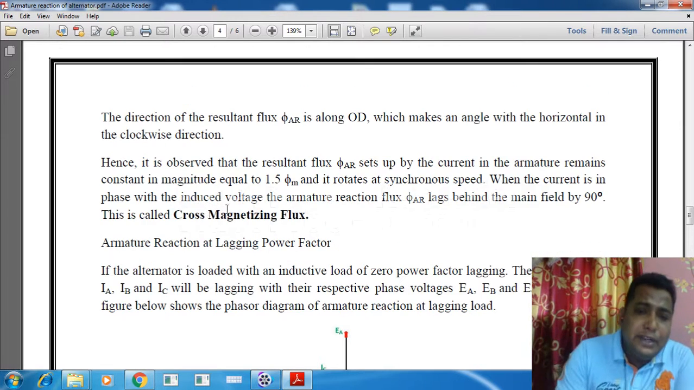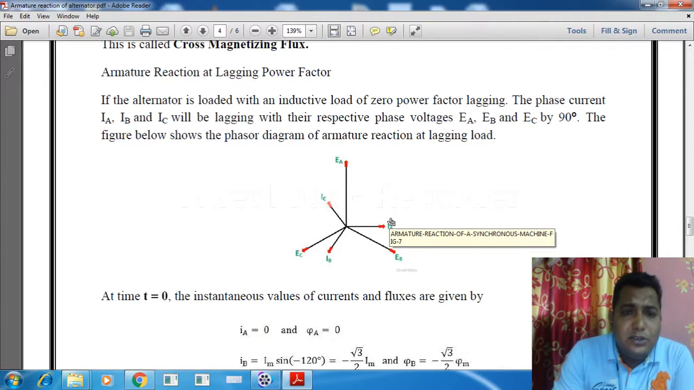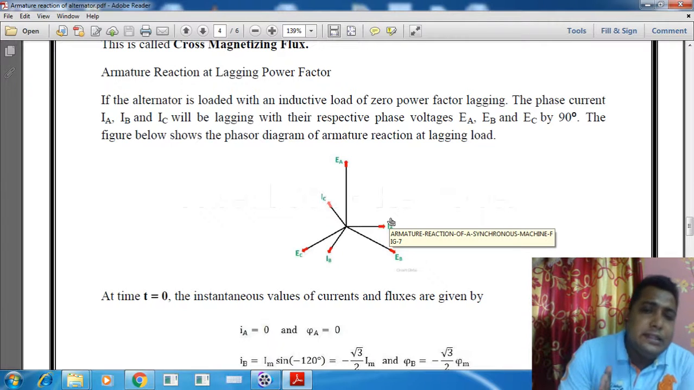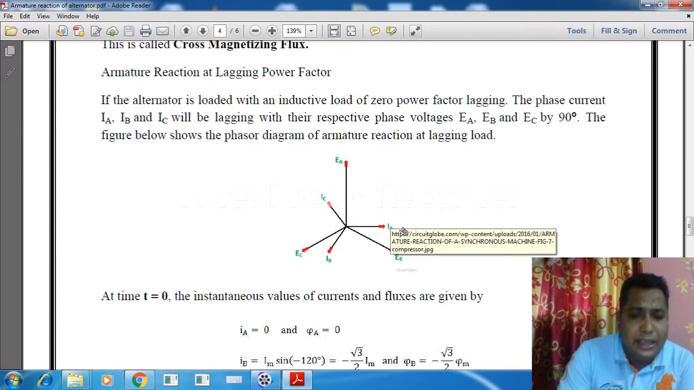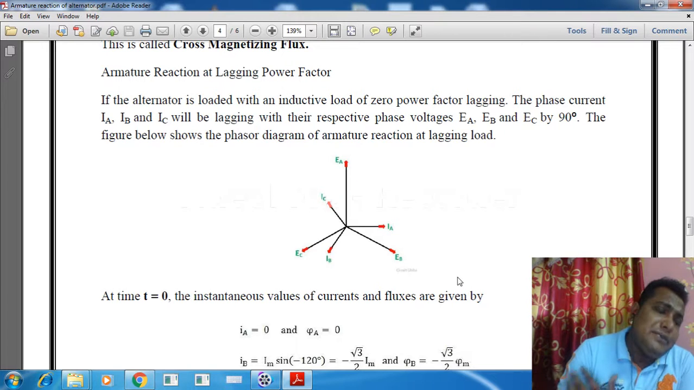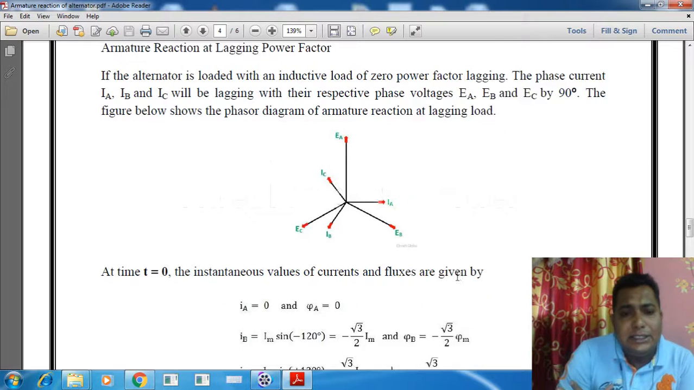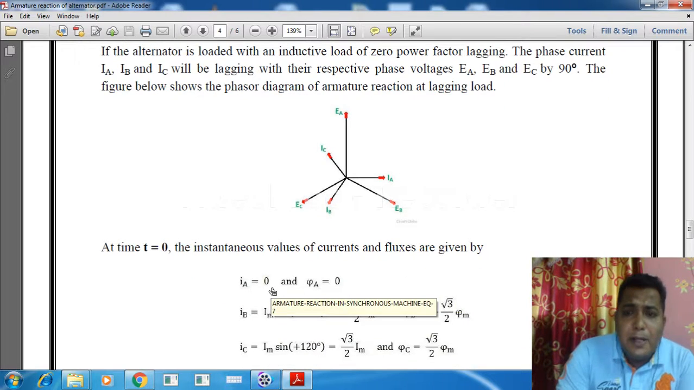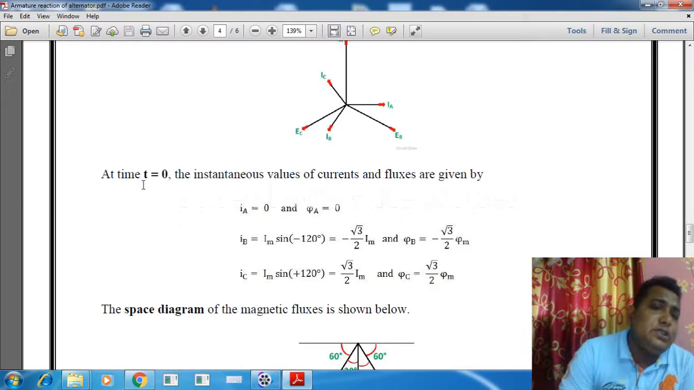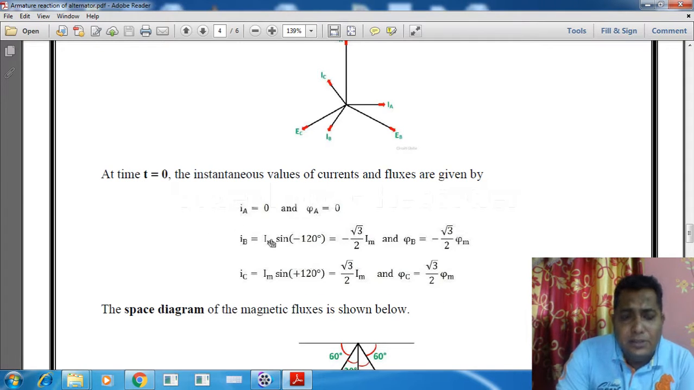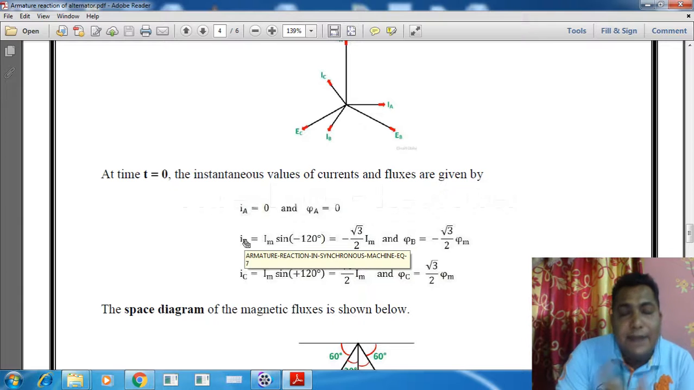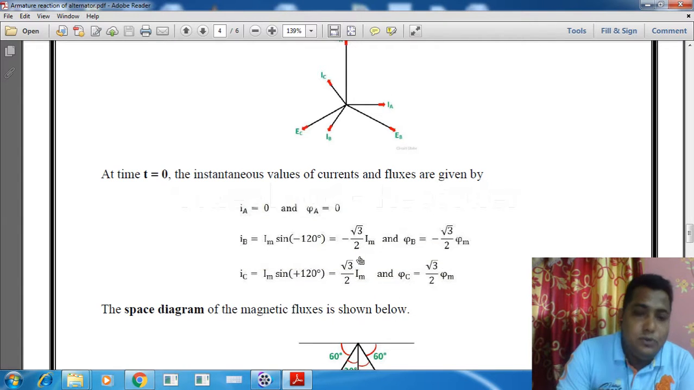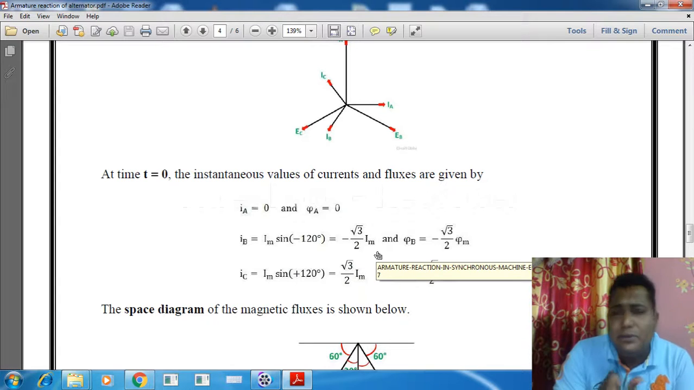So what is the lagging power factor armature reaction? Lagging power factor means that now in between the induced EMF and the armature phase current there is an angle, because it is lagging or leading. In both cases there will be an angle. So for those cases, if we check the values, here also we are doing the same thing. At t is equal to 0, we have calculated the values. At that time phi a and ia have a 0 value, ib and phi b, ic and phi c have some value. What are the values? Root 3 by 2 im and root 3 by 2 phi m. So those are the values.